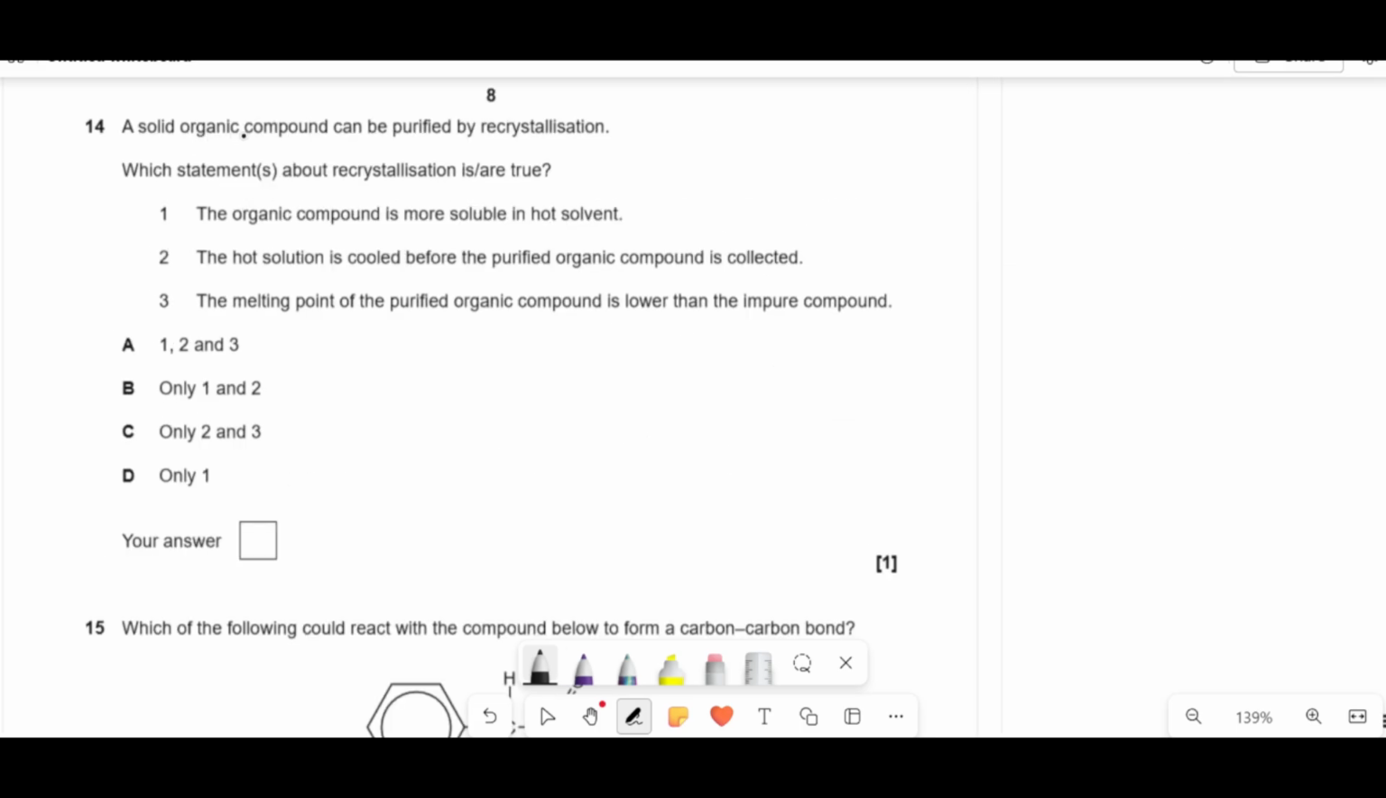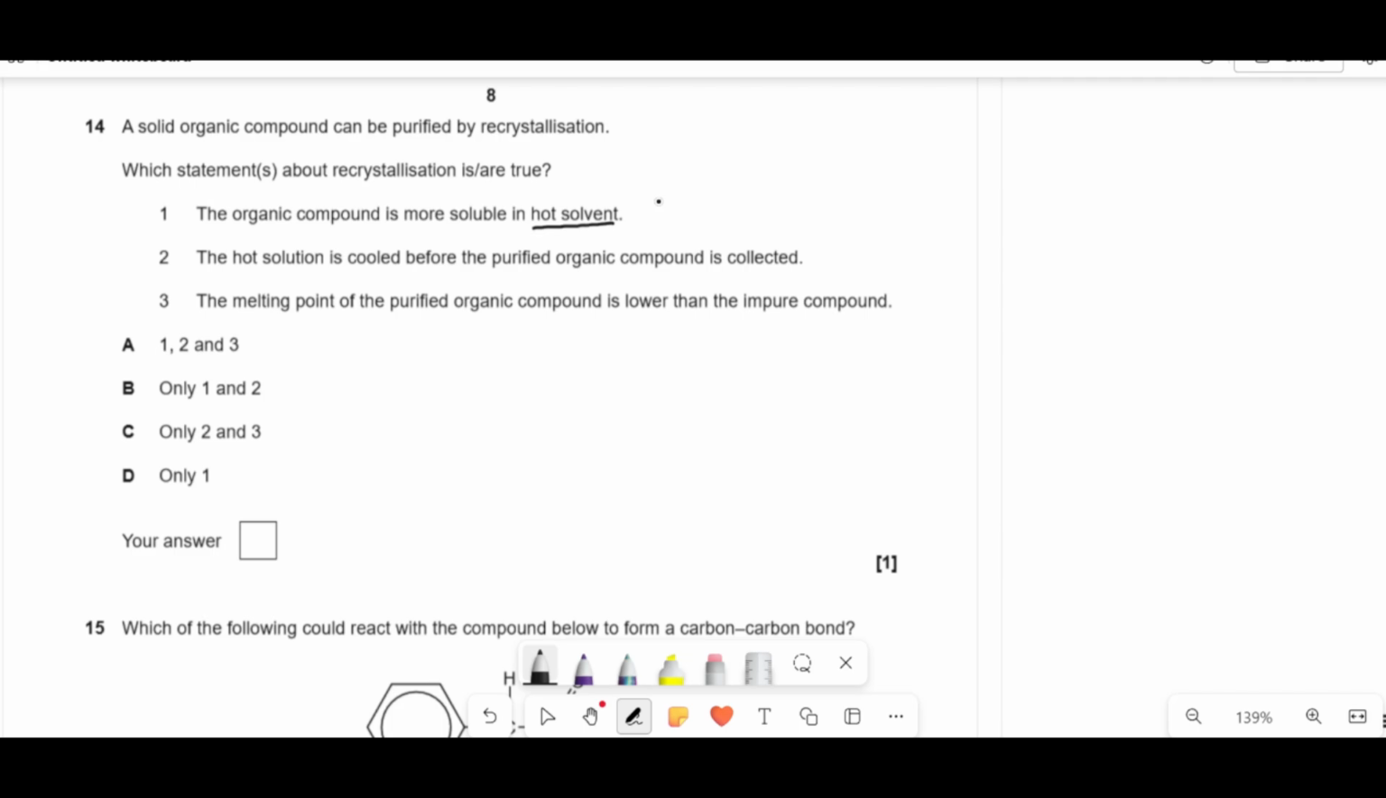A. So a solid organic compound can be purified by recrystallization. Which of these statements are true? So the organic compound is more soluble in a hot solvent. That is true, because what you want to do is dissolve it in a hot solvent so that while it's hot, you're dissolving as much as you possibly can. But then when it gets cold, it starts to recrystallize, come back out and be insoluble.